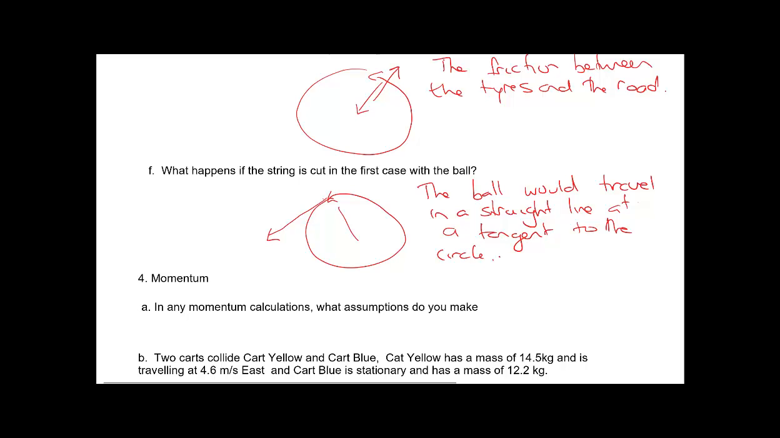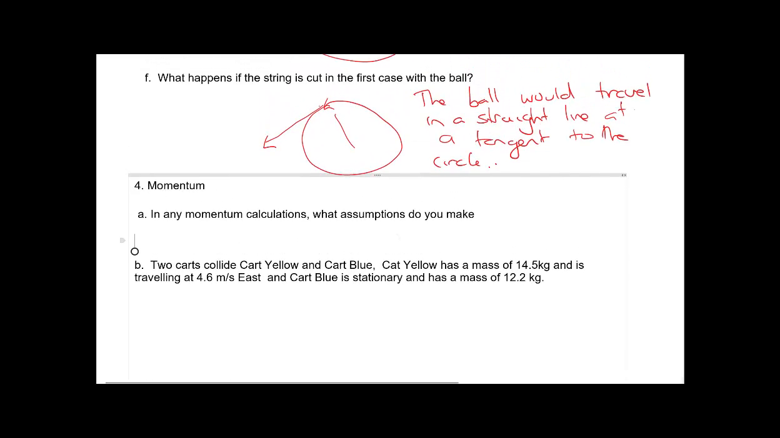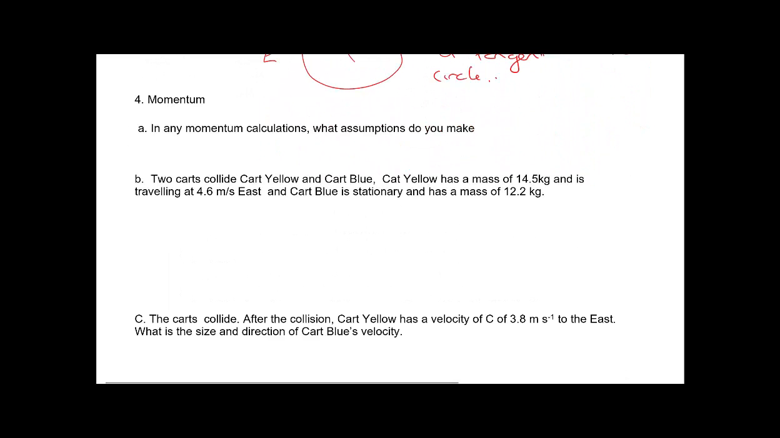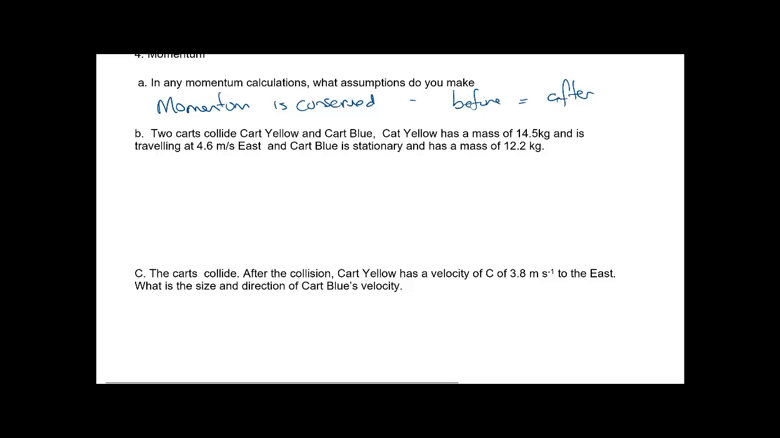Now we're into the excitement that is momentum. In momentum calculations, you make an assumption that momentum is conserved. So that basically means the momentum before equals the momentum after. I'm not doing a full answer here, but that's what you'd be talking about, and that no external forces are acting on whatever's involved in it.